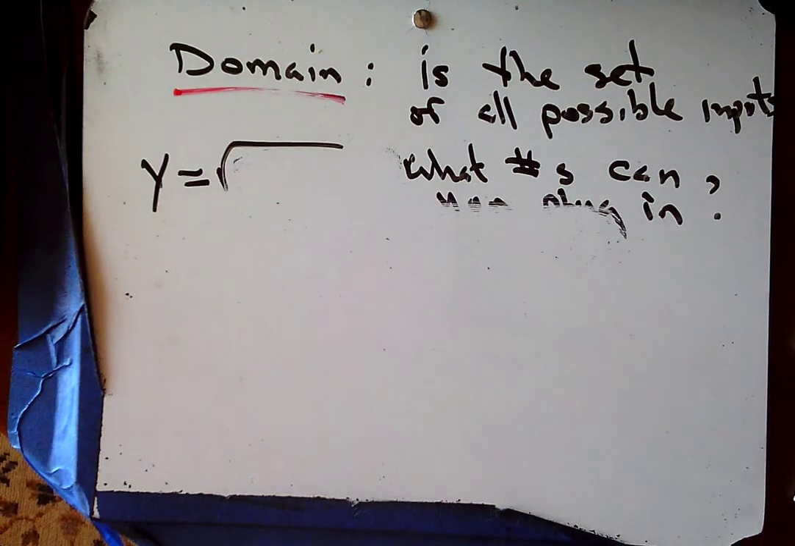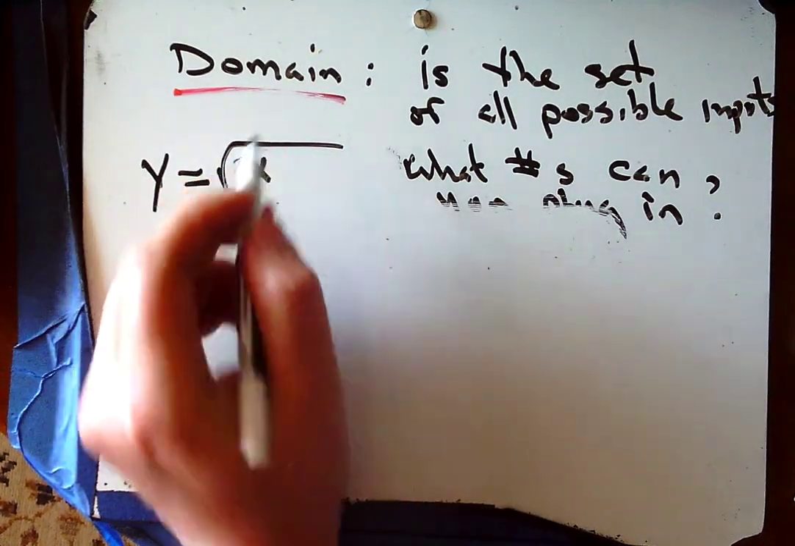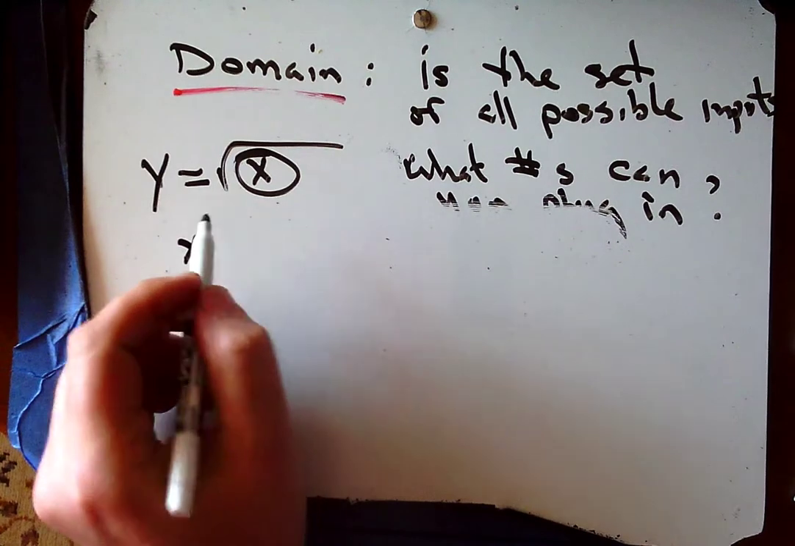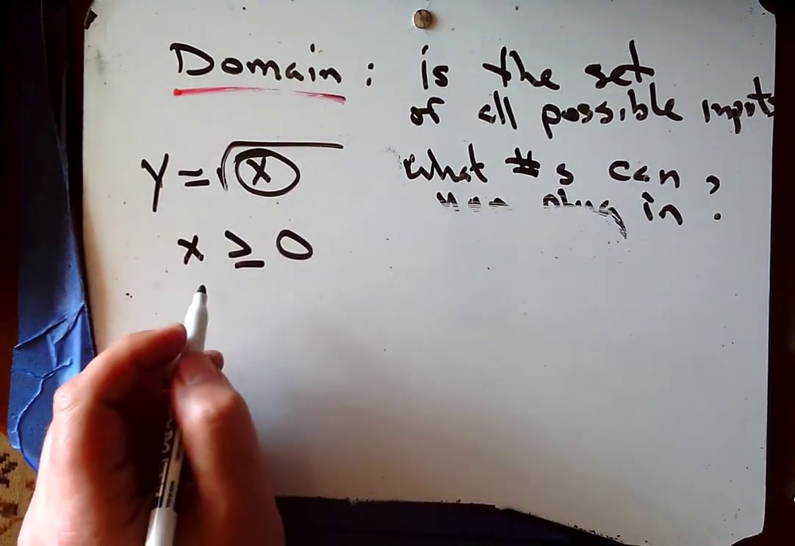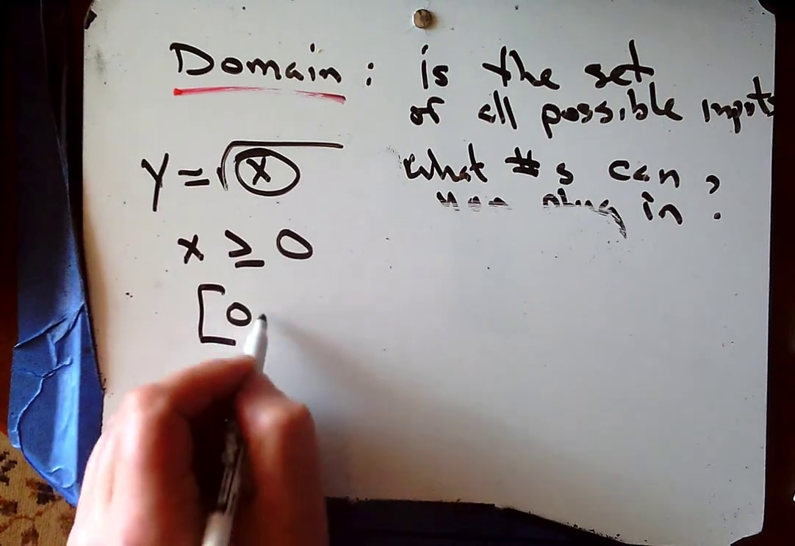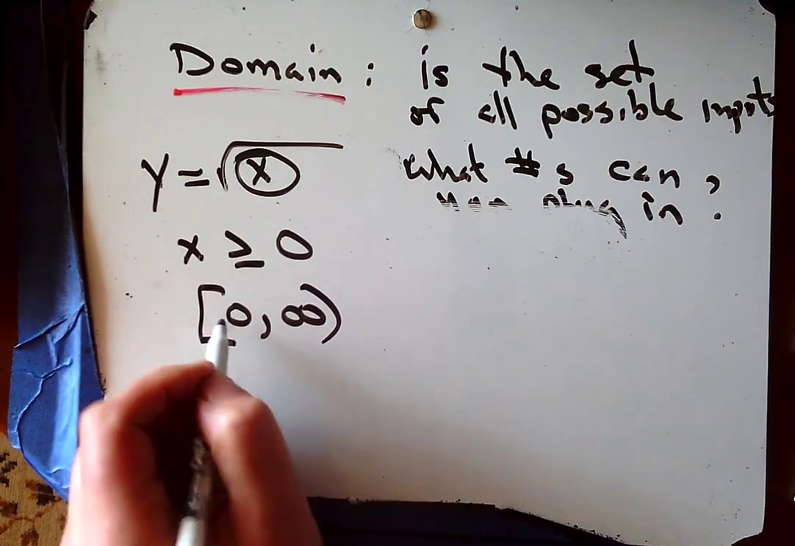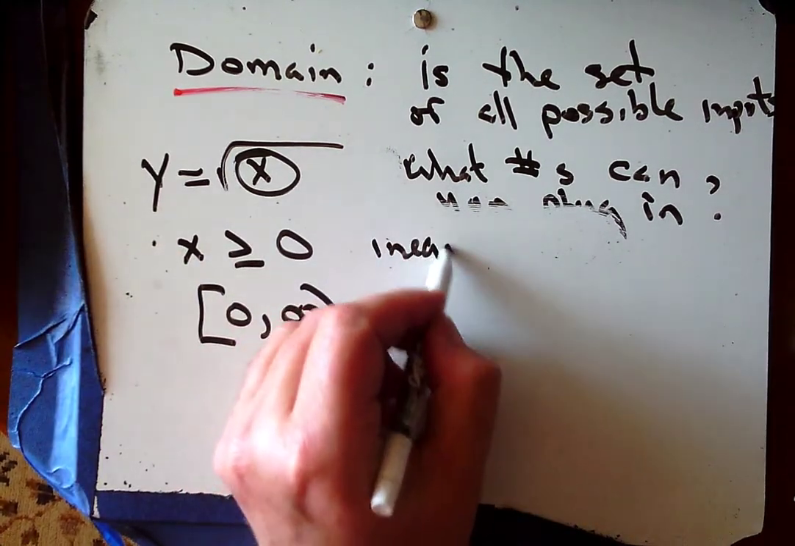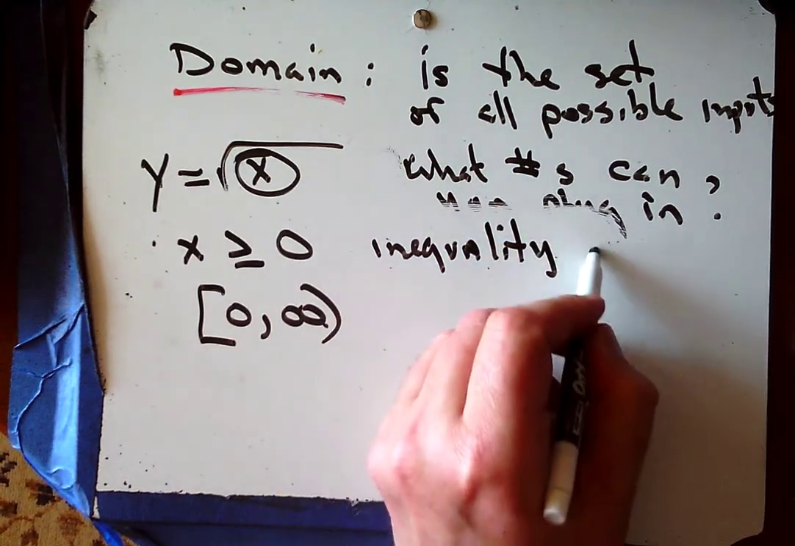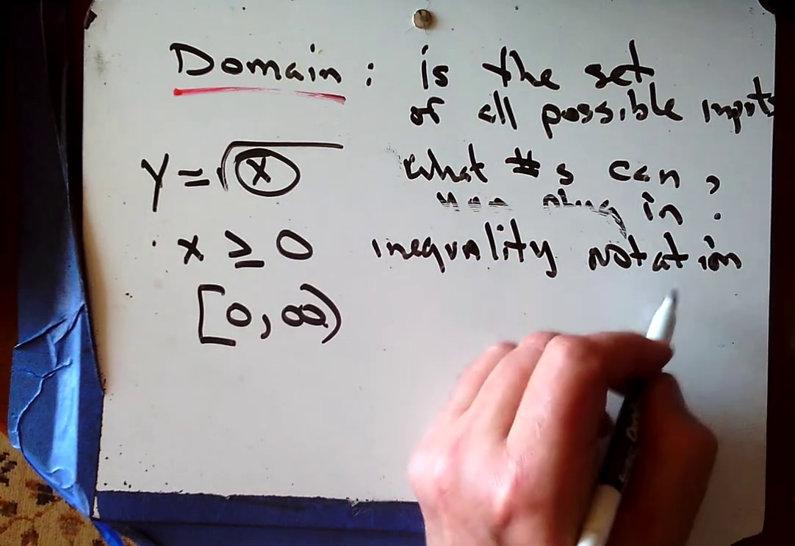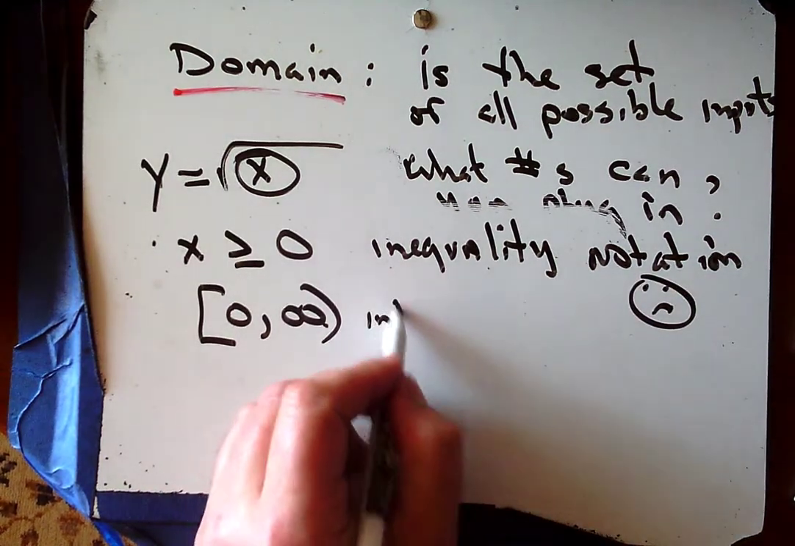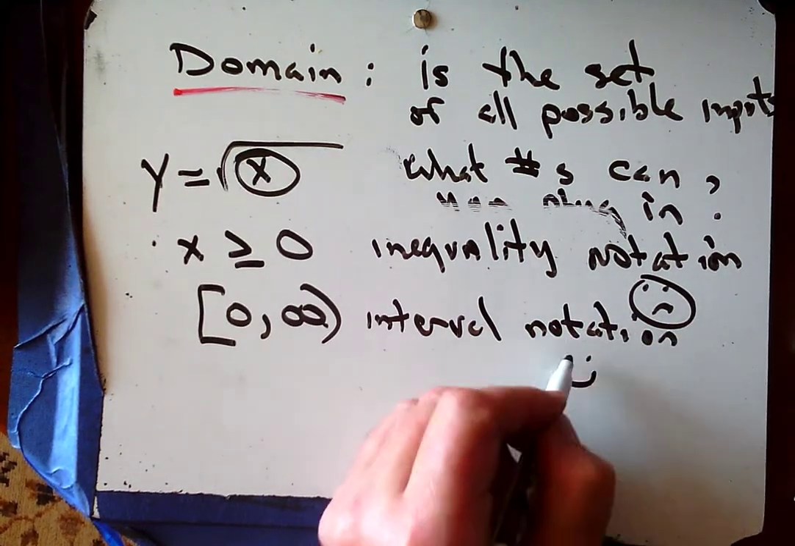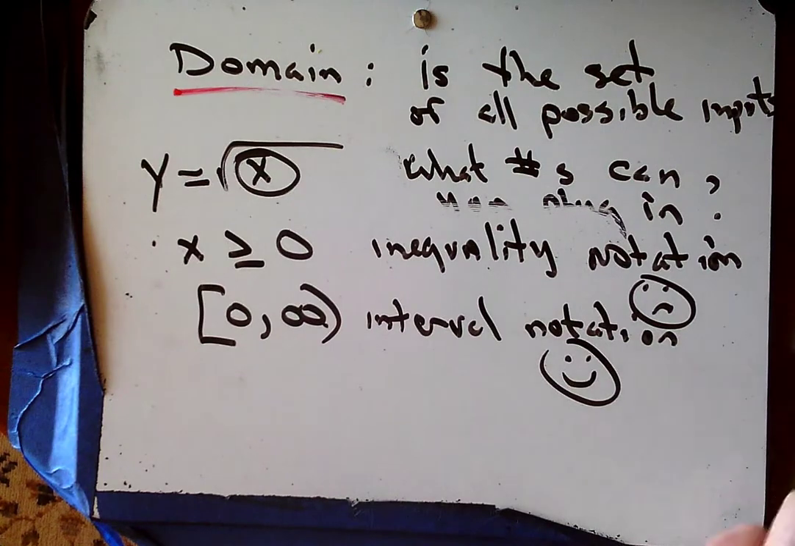So instead, let's go back to this one for a second. We said we couldn't have negatives under the radical. So I say x has to be greater than or equal to 0. And therefore, x can be 0 or all the way up to infinity. So there's inequality notation, which we don't want to see this year unless specifically asked for, and this is interval notation, and we do want to see that. That's the assumed notation we'll use for domain.